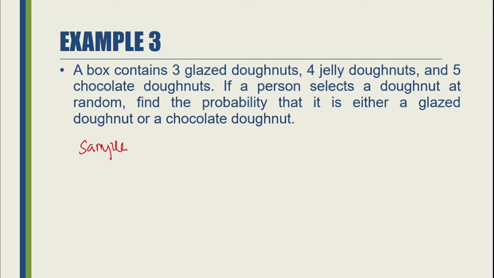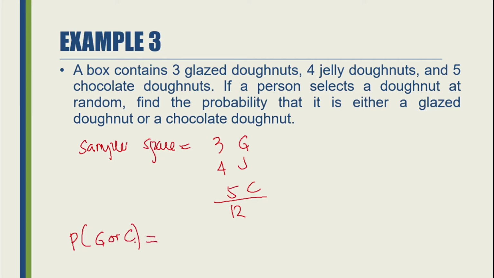The sample space here: there are 3 glazed donuts, 4 jelly donuts, and 5 chocolate donuts. If we add these, the sample space is 12. So the question is to find the probability that it's either a glazed or a chocolate donut. So we are going to find the probability of glazed or chocolate donut. What is the probability when we have a glazed? Glazed is 3, so therefore 3 over 12, because of the sample space.